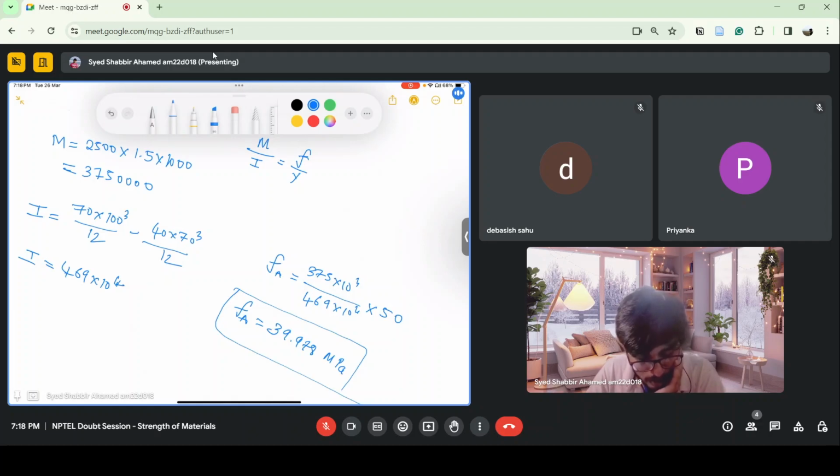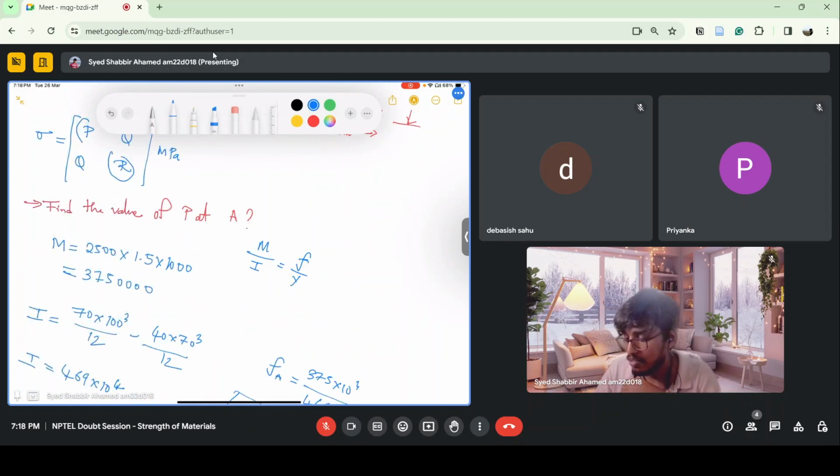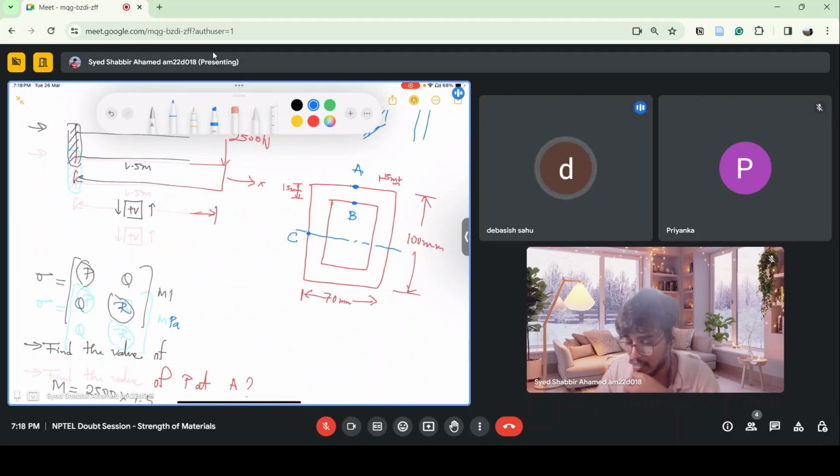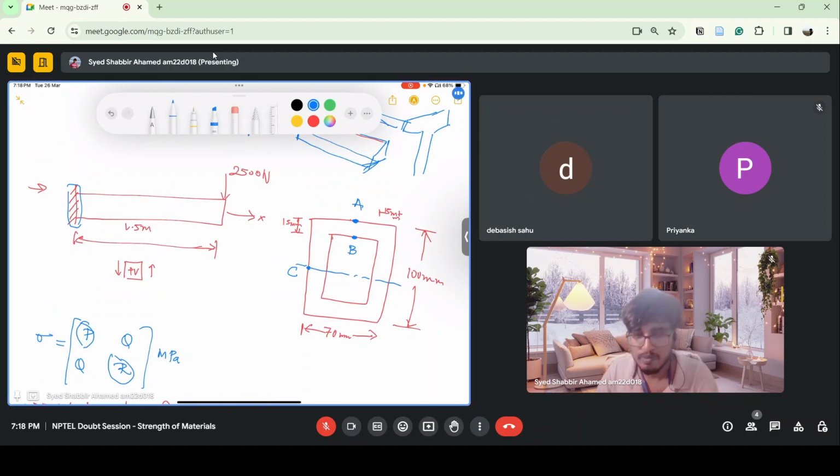Now find the value of R at point A. R is basically your sigma y. What is the value of R? That is 0. No, that is only P. R is 0; sigma y we don't have here. In engineering analysis, we neglect it. Only in the axial direction we have the bending stress. In the y direction, there are no stresses.